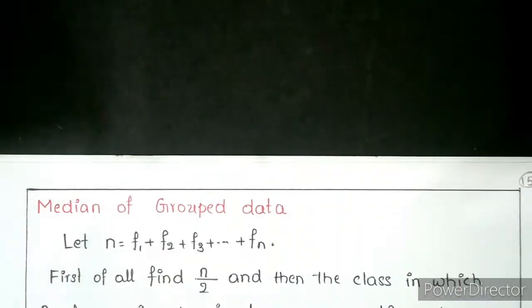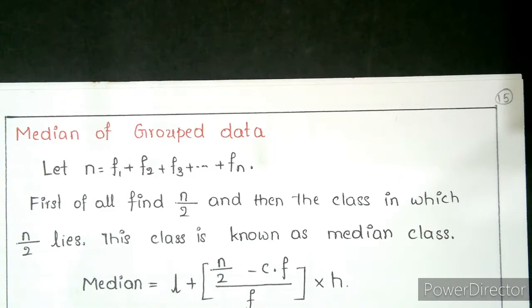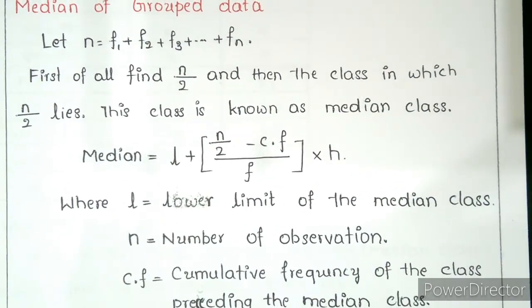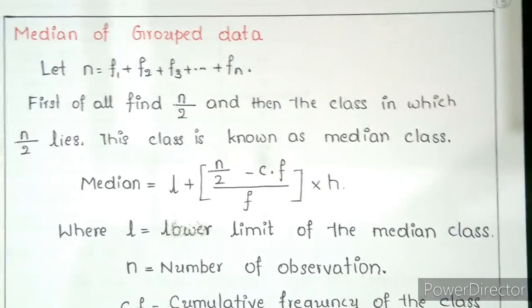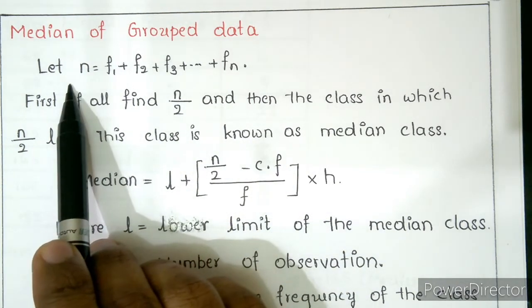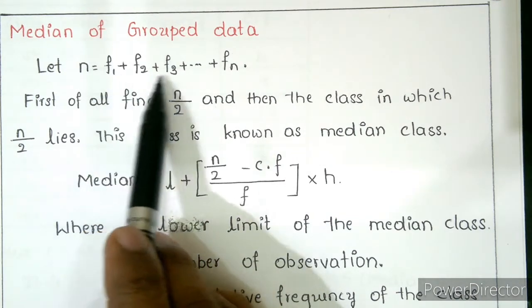So next, we go through the median of the grouped data. Let n equal f1 plus f2 plus f3 and so on up to fn. You already know that. That means n, the total number of observations, is the sum of all frequencies.